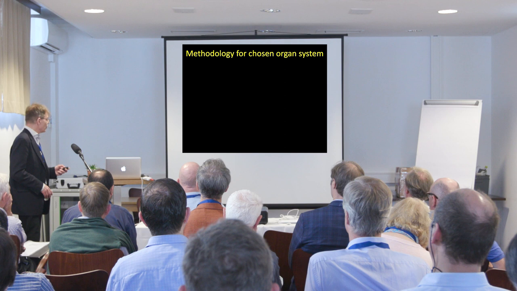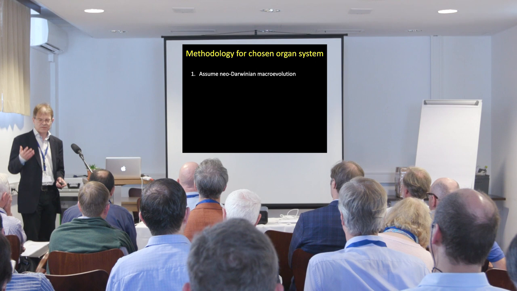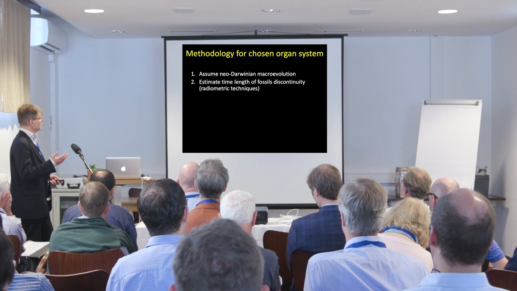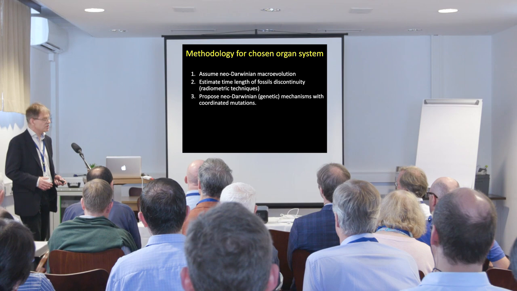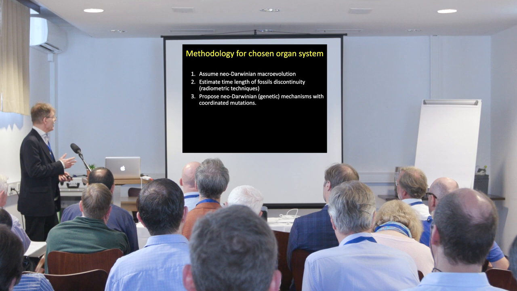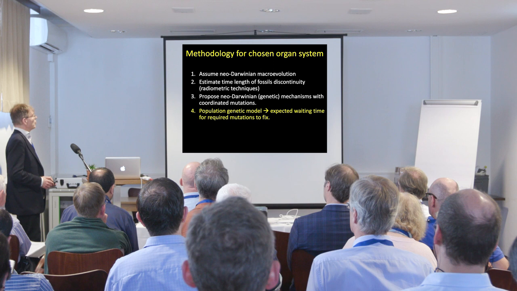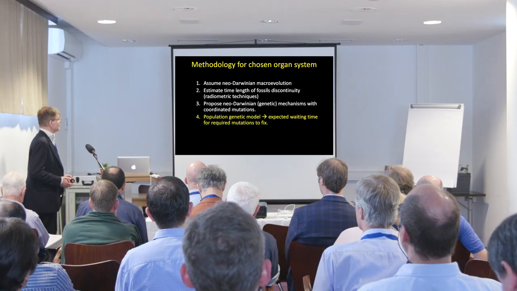So let's assume that we would want to have a genetic Neo-Darwinian explanation of that gap. So we first need to estimate the time length of the discontinuity using radiometric techniques. Then we propose some genetic mechanisms with several coordinated mutations. So in the feather example, let's say that we need changed expression of three genes, for instance. So then we have a proposed genetic mechanism, and then we put in population genetics and get, at the end, some expected waiting time. There are a number of parameters in this model. I will come back to those parameters. That would give us an expected waiting time.